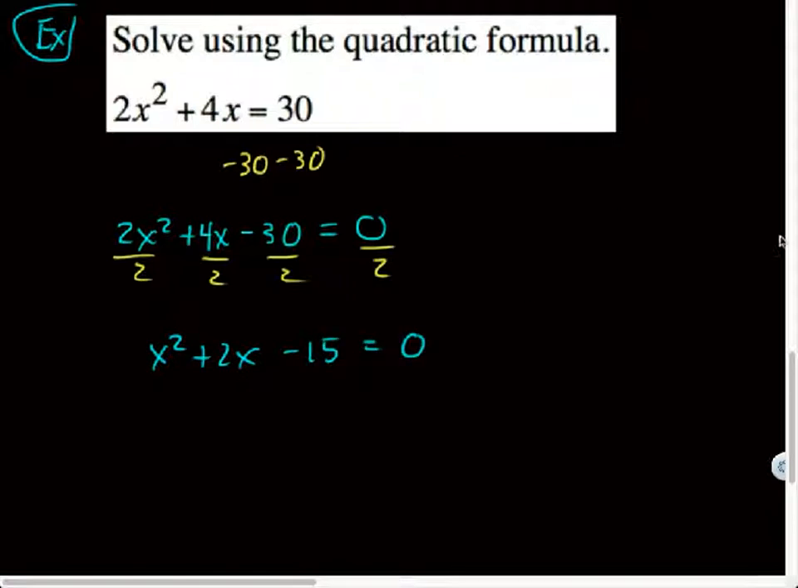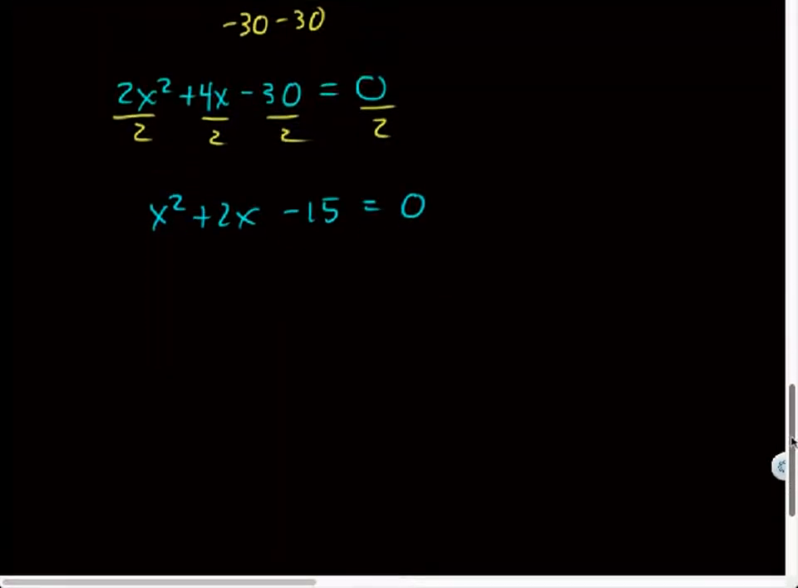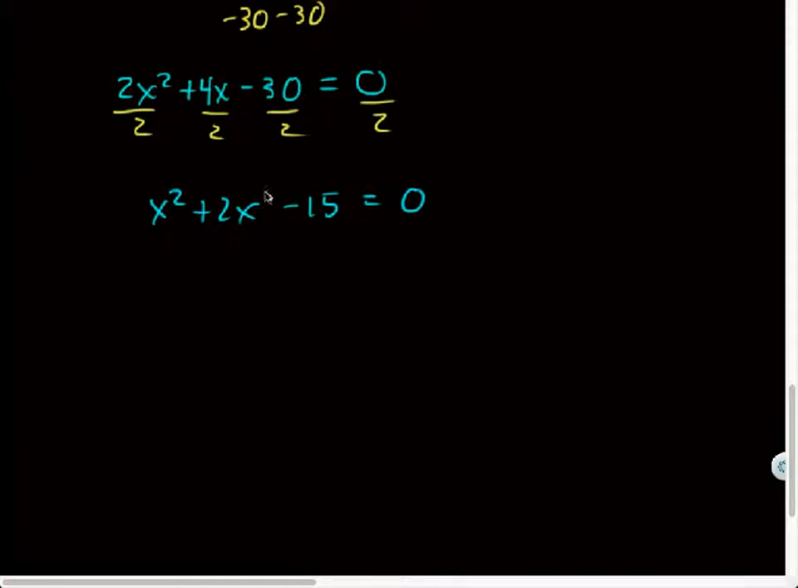Now that I've got this not only in standard form, but even simplified a little bit, what are my A, my B, and my C? A is 1. B is 2. C is negative 15. Perfect. I love it.